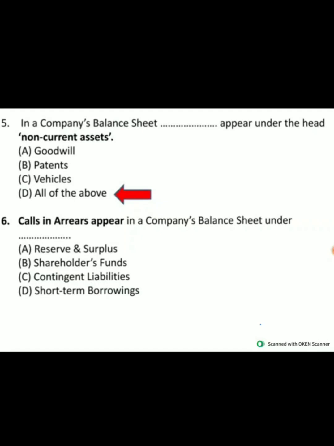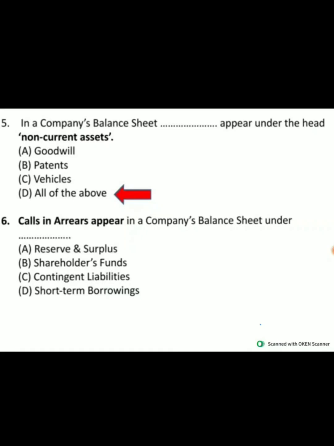Next question: in a company balance sheet, which of these appears under the head non-current assets? Goodwill is an intangible asset, and it comes under the head of non-current assets only. A patent is also intangible, and it also comes under the head of non-current assets. A vehicle is also a fixed asset, a tangible asset. So all of the above is the right answer.